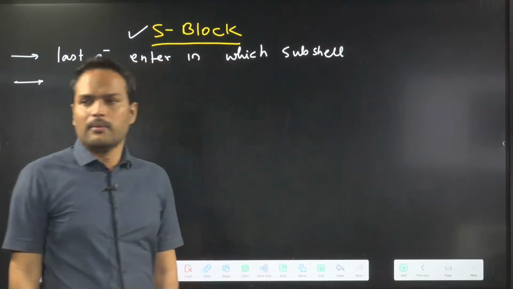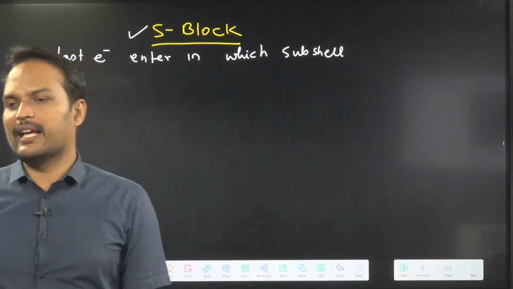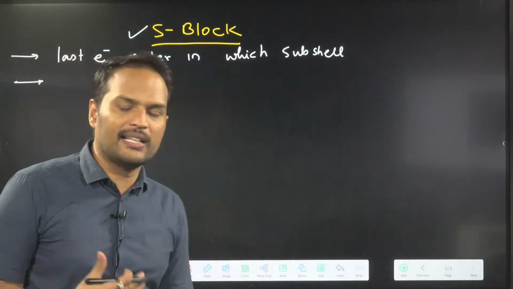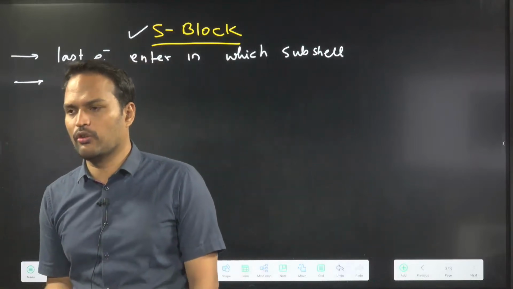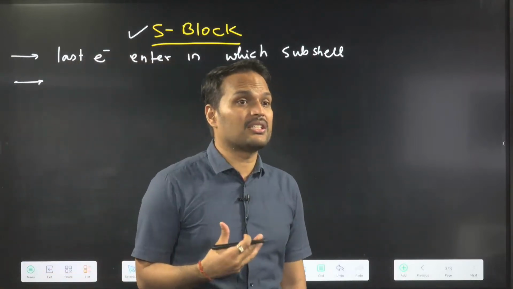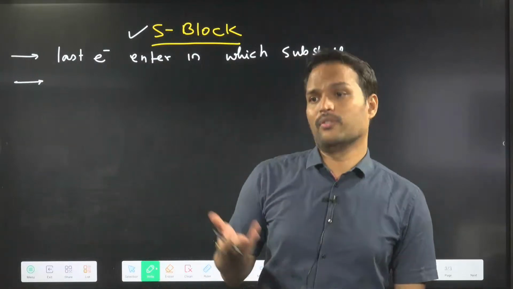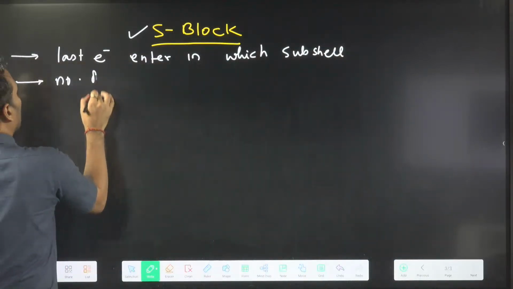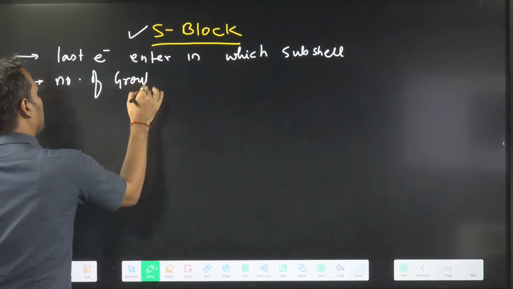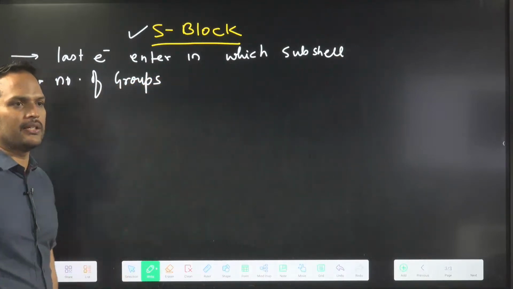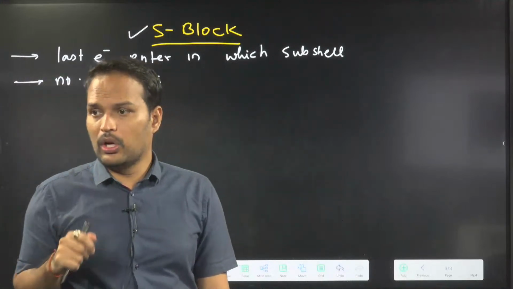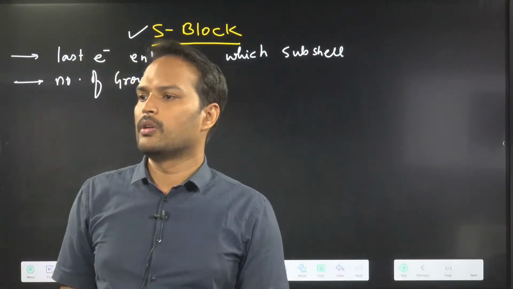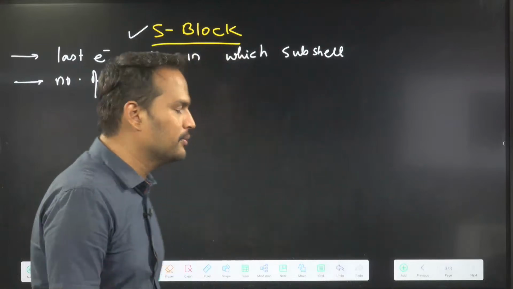Means if the last electron enters the S subshell, you will say S block. If the last electron enters the P subshell, you will call it P block. If the last electron enters the D subshell, you will say D block. Then they are asking how to tell the number of groups in S block. How many groups are there? Quickly tell. In S block, how many groups are there? 2.